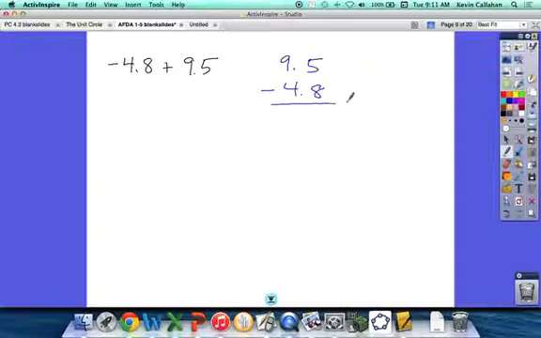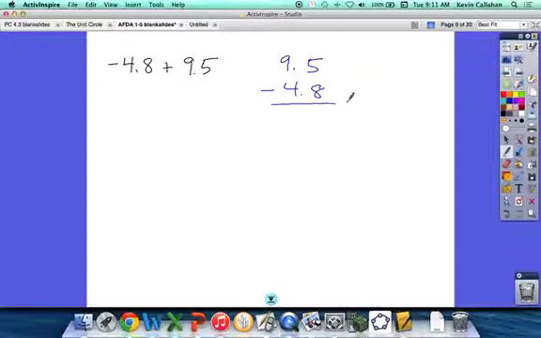So subtract. How do we subtract? I mean, it's decimal form. It's important that the decimals are lined up, right? In this case, we've got the same kind of decimals, right? It's tenths and tenths. But how do I subtract 5 minus 8?